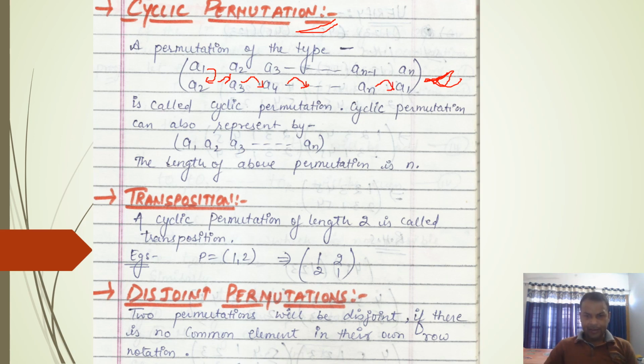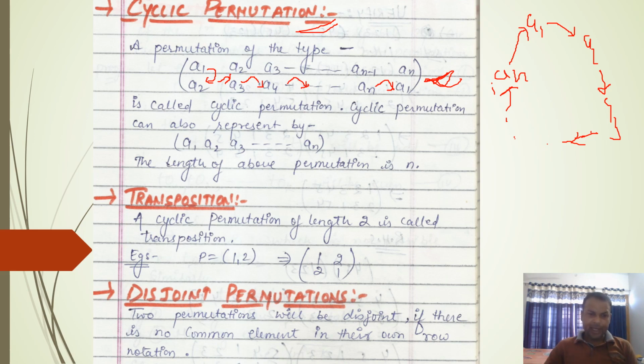So you can see a cycle: this is A1, this is A2, this is A3, and so on, and this is your An. So in this example A1 is associated with A2, A2 with A3, A3 with A4, An minus 1 with An, and the last element is associated with the first. So the relation of these elements is completing a cycle. Such permutations are known as cyclic permutations.